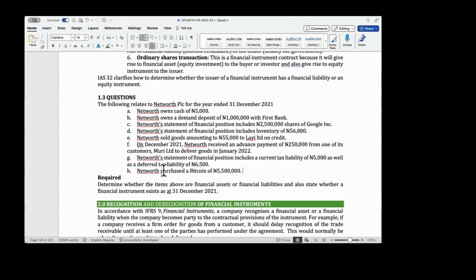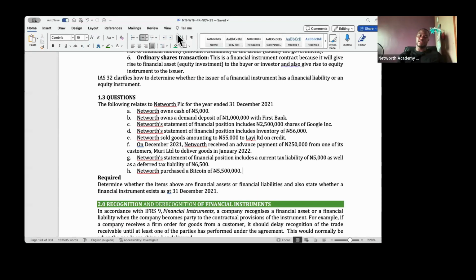And there, I would say that the net worth has a contractual right to receive cash because the net worth has invested in it. And then the Bitcoin trader has the contractual obligation to deliver cash. I don't know if you remember right with that.